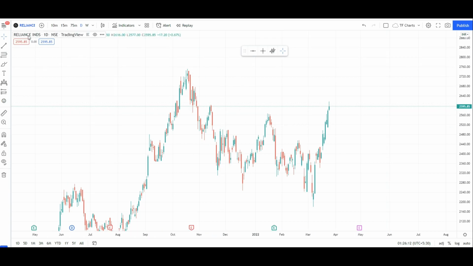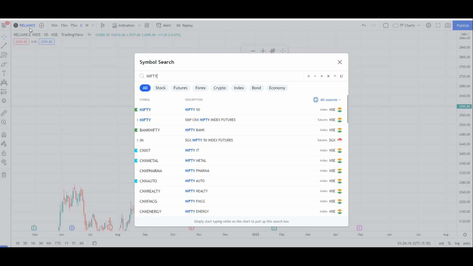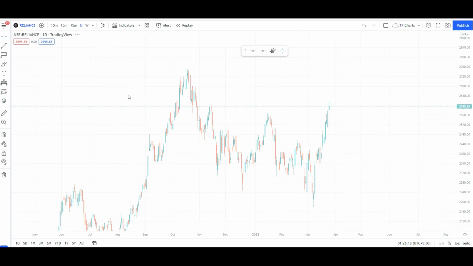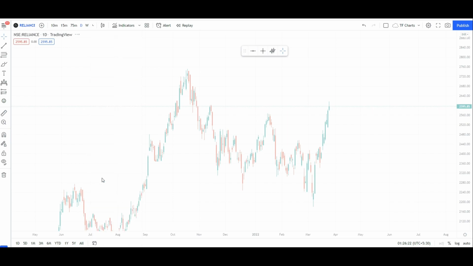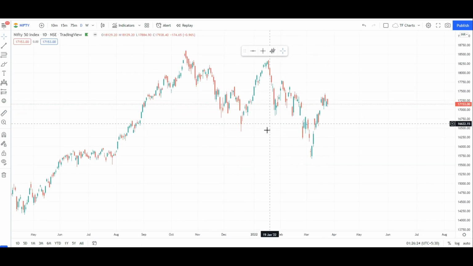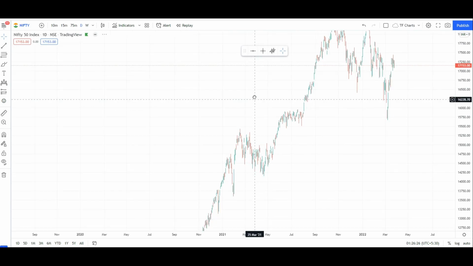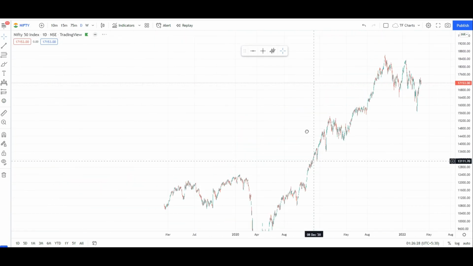I personally use TradingView to do technical analysis, guys. So let me open the Nifty chart here. Mostly I use the 1 day time frame, and at times I use 1 week or even 1 month time frames. So let me set it to the 1 day time frame as of now. Let's analyze the Nifty chart from 2017 levels to 2022 levels, and I'll tell you how it has behaved.